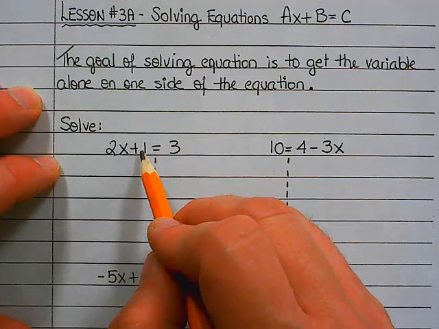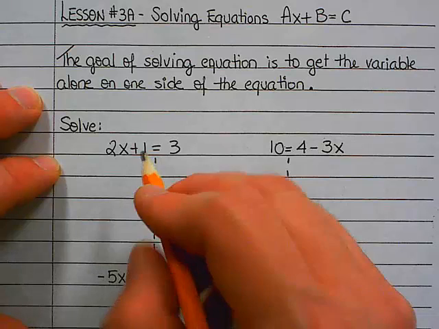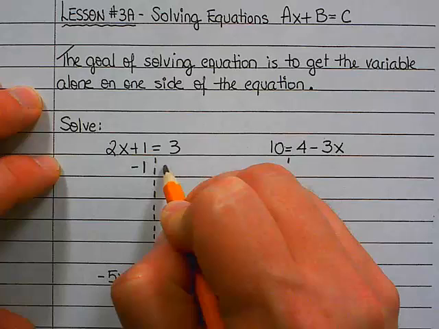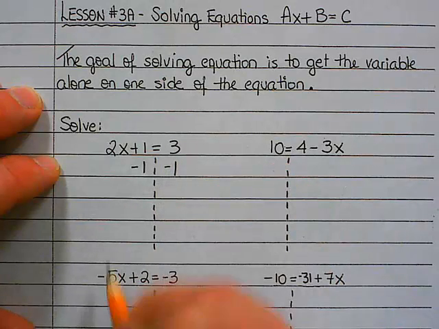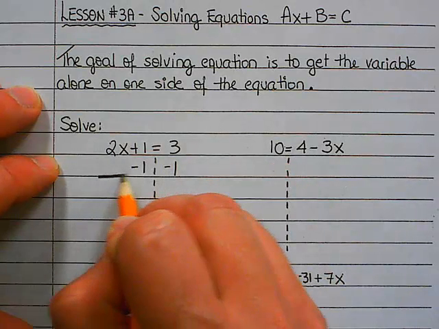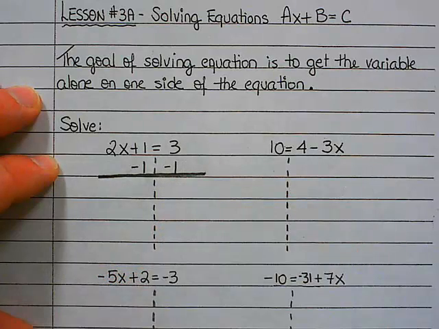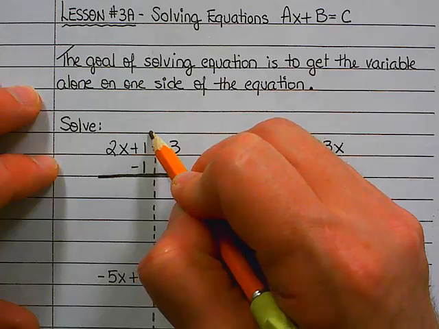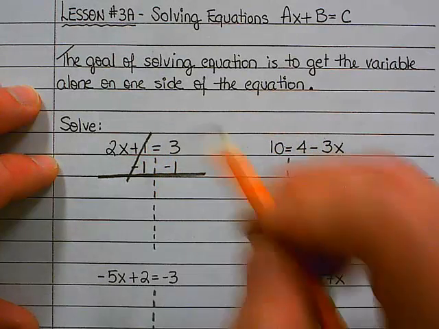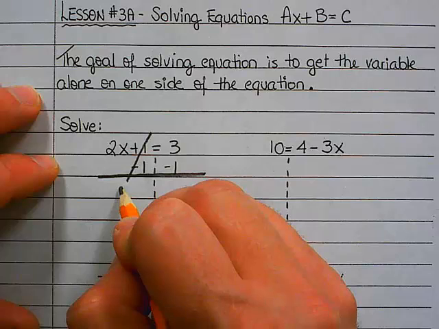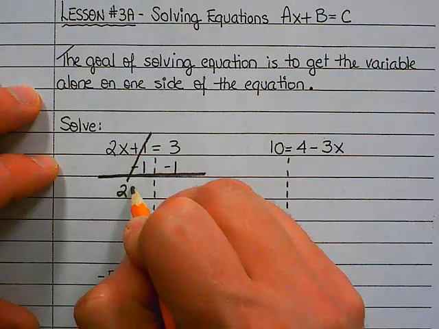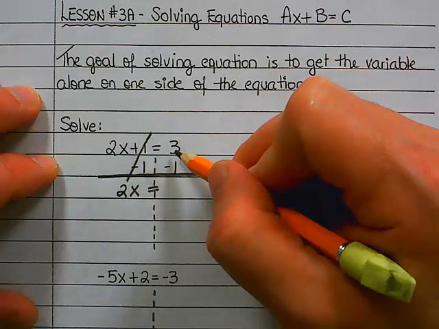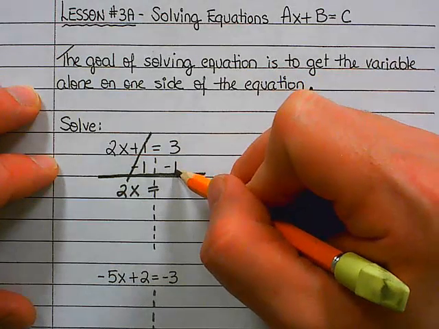How do I cancel positive 1? I do the opposite. What is the opposite of adding? The opposite of adding is subtracting. So I'm going to do minus 1 on both sides of the equation. Okay, so I'm going to draw a line right there. Positive 1, negative 1, they cancel, so I just cross them out. And that means on this side of the equation, I'm left with 2x. So I'm going to bring it down. 2x equals.